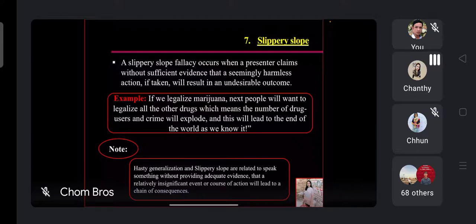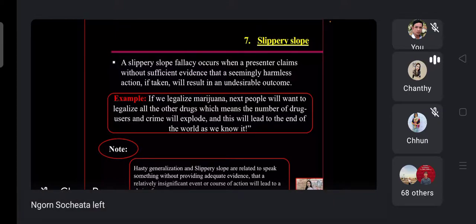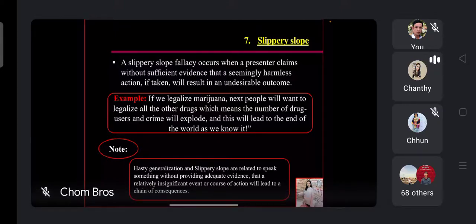So hasty generalization is focused on the evaluation is not appropriate for lack of proper consideration. And number 7, we talk about slippery slope. A slippery slope fallacy occurs when the presenter claims, without sufficient evidence, that a simply harmless action, if taken, will result in an undesirable outcome.